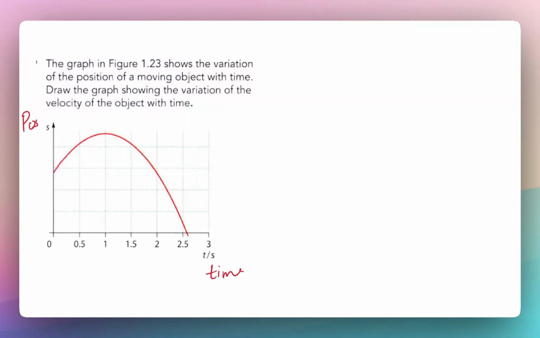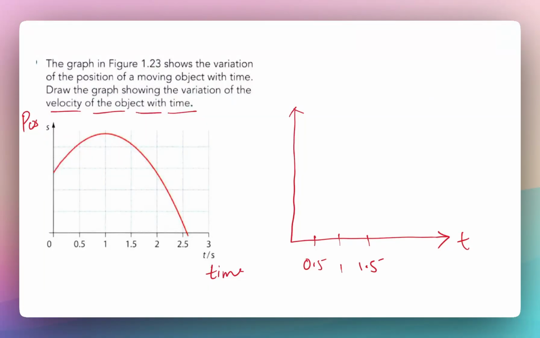Draw the graph showing the variation of velocity of the object with time. So it is asking us to draw a VT graph. So I'm going to draw the axes first. So this is 0.5, 1, 1.5, 2, 2.5, and 3 roughly. Okay, and we have some velocities here which we are going to predict what it will be and how the shape will look like.